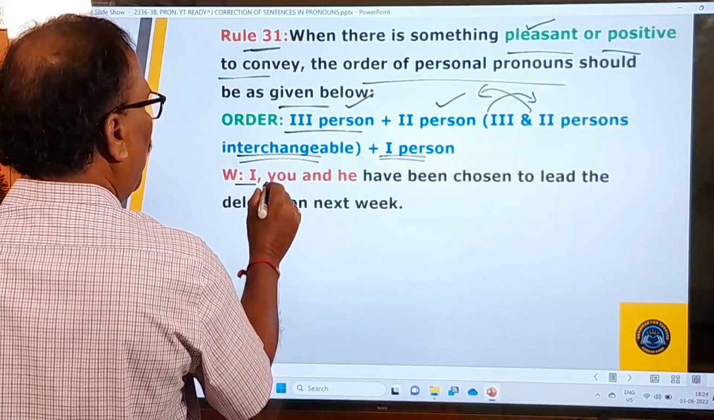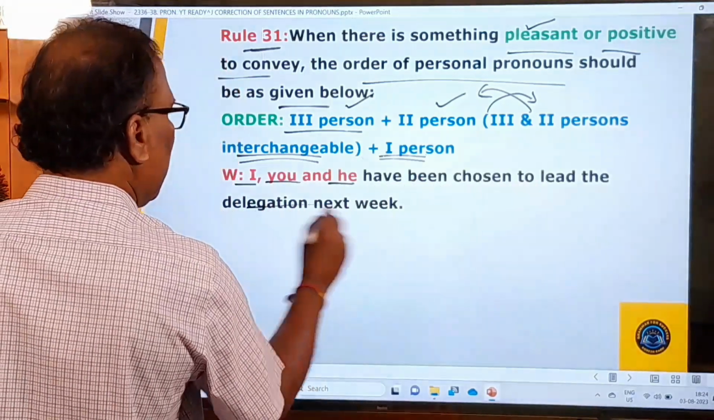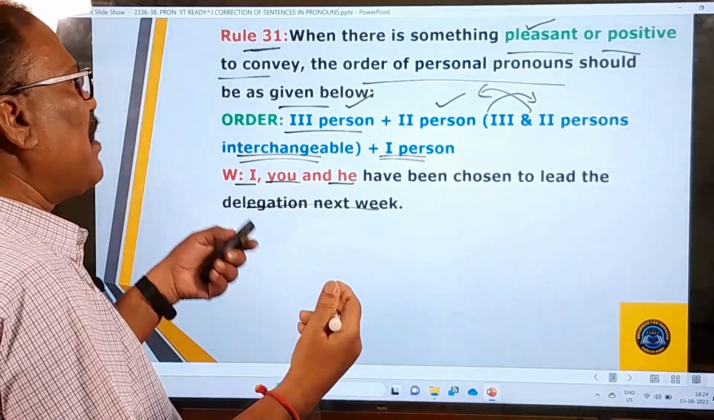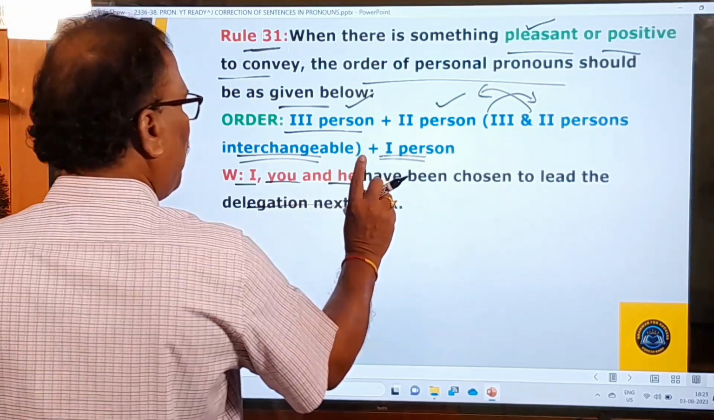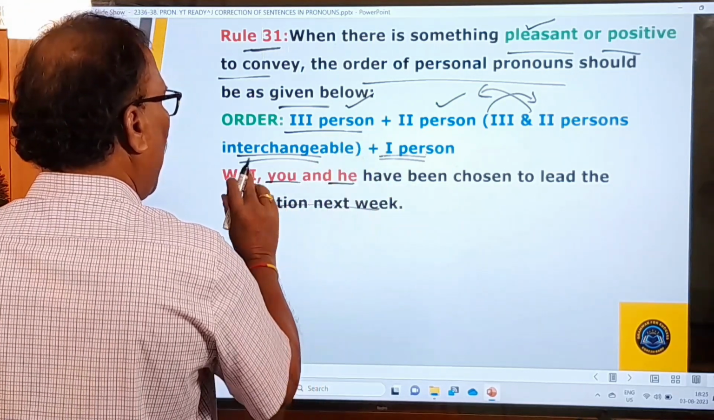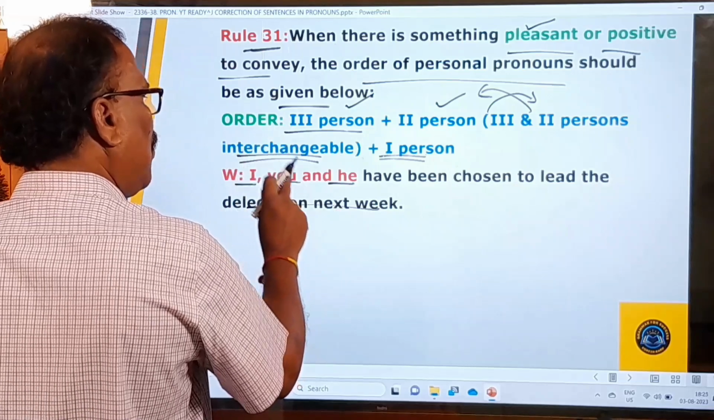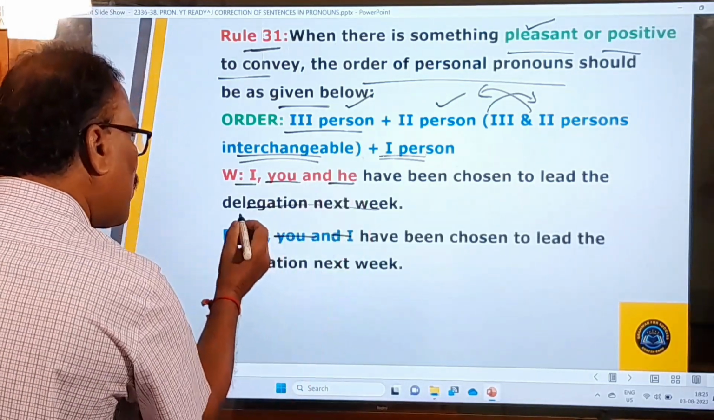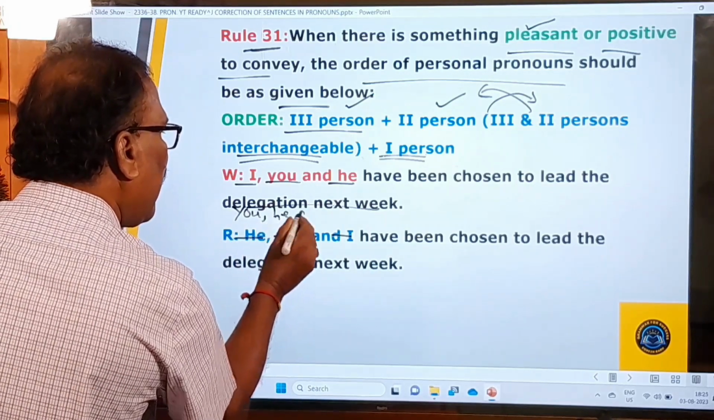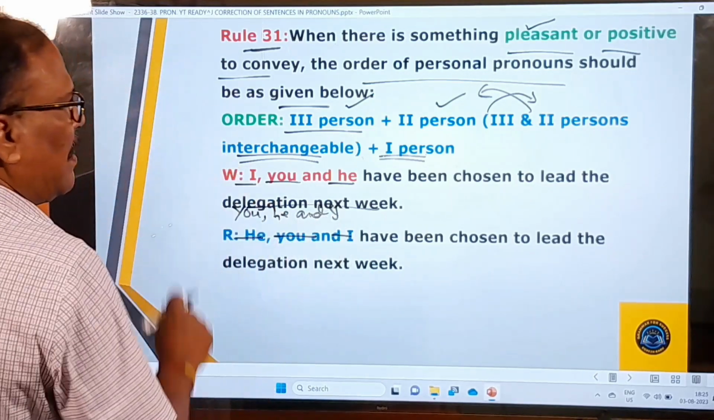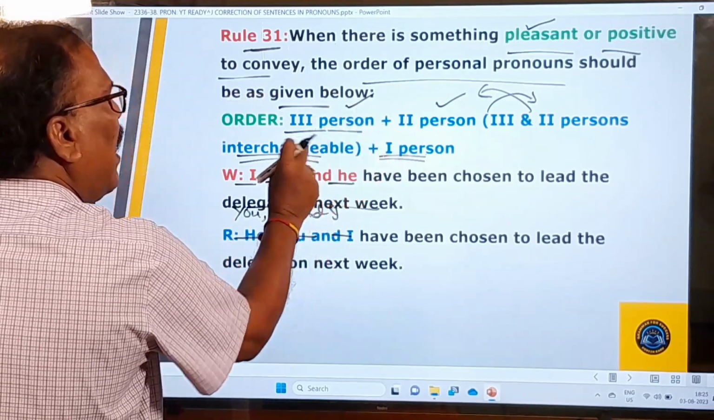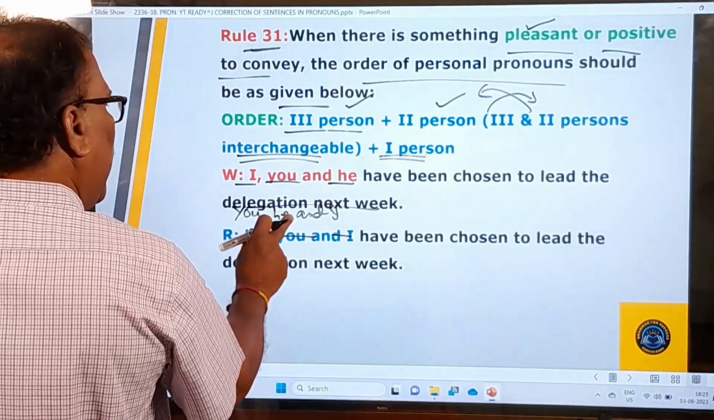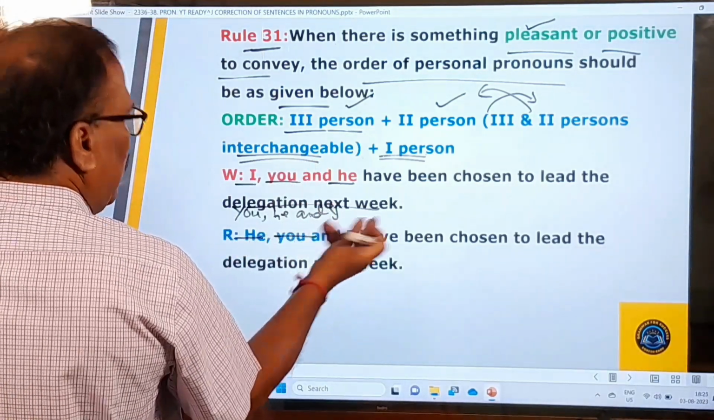For example, "I, you, and he have been chosen to lead the delegation next week." Here, leading the delegation is some positive news, some pleasant news for you and for everybody. So you should not say "I, you, and he." What should you say then? "He, you, and I." You can also say "You, he, and I." That also you can say, because these two are interchangeable and that depends largely on the writer's preference. "You, he, I" is correct. "He, you, I" is also correct.